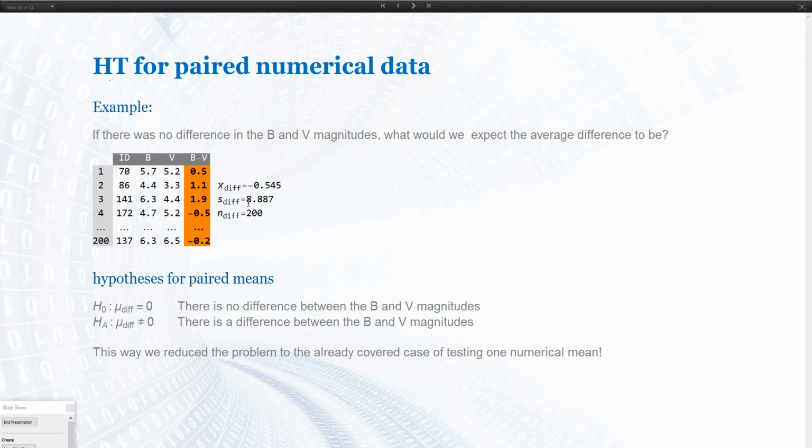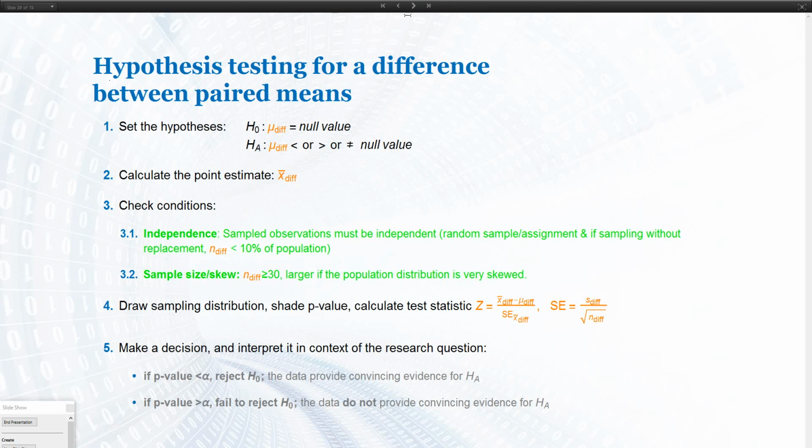And the hypothesis test again is: the difference is 0. There's no difference between B and V. And the alternative means it's not 0. So we reduced our paired problem to what we did earlier. Okay, same game.